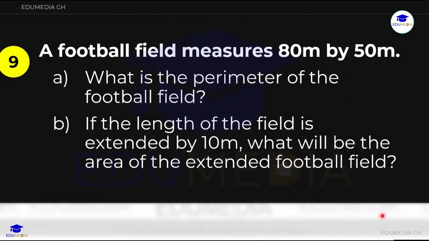Question 9. A football field measures 80 meters by 50 meters. A. What is the perimeter of the football field? And B. If the length of the field is extended by 10 meters, what will be the area of the extended football field?